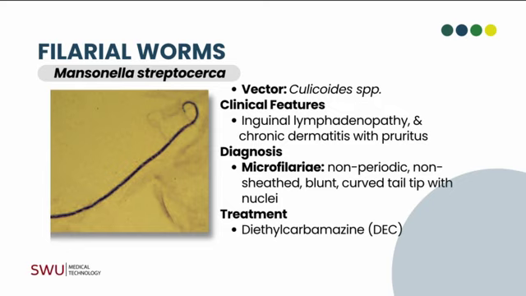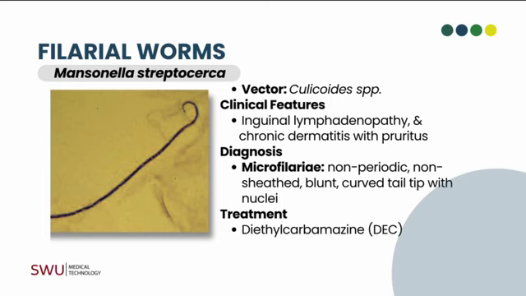The microfilariae, because they are usually in subcutaneous tissue, are demonstrated not in the blood but in skin snips or skin clippings. Remember that one, okay? For Onchocerca volvulus and Mansonella streptocerca, the specimen of choice is skin snip or skin clipping. The microfilariae for this parasite is non-periodic, unsheathed, blunt, with a curved tail tip with nuclei.